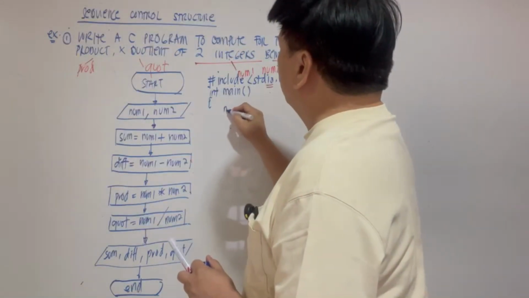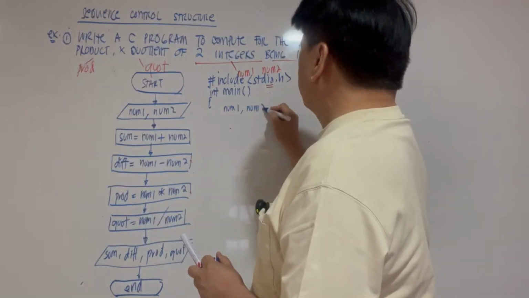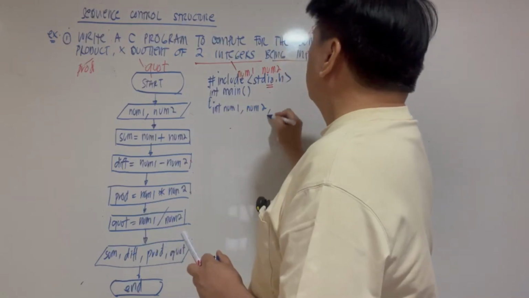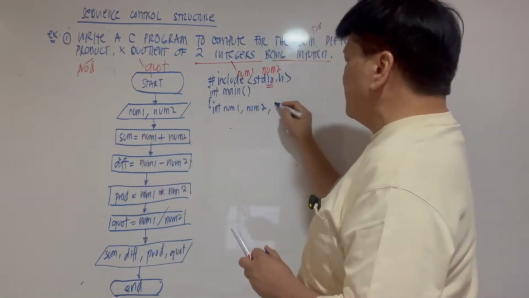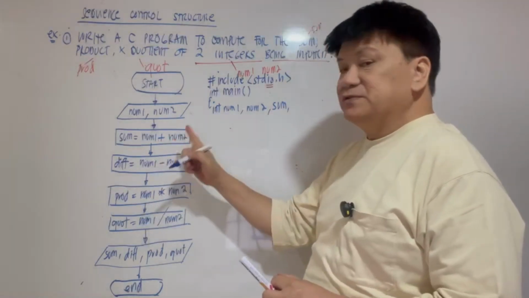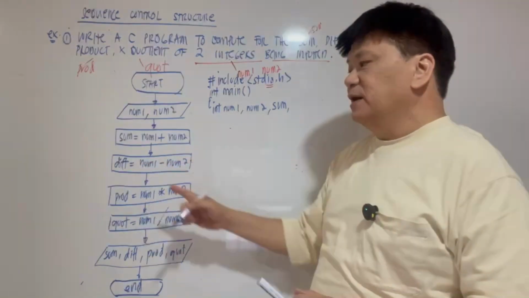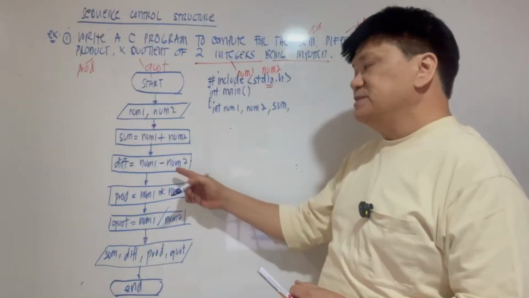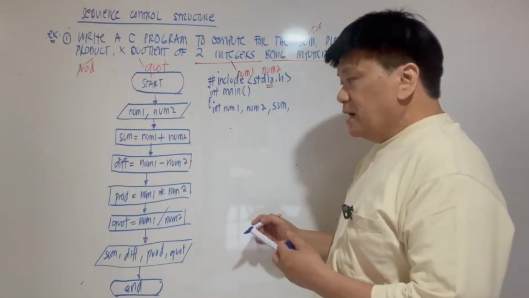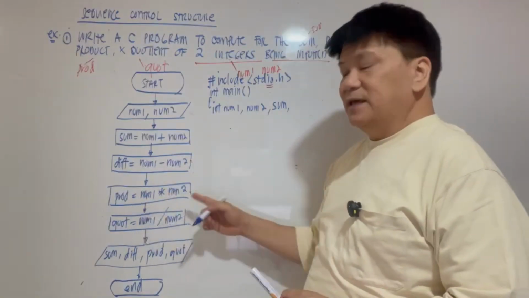We have num1, num2, those are integers, so we put there int. The same thing with the sum. If we add two whole numbers, the output is a whole number. The same thing with the difference. If we subtract two whole numbers, the output is still an integer. With the product, still an integer.